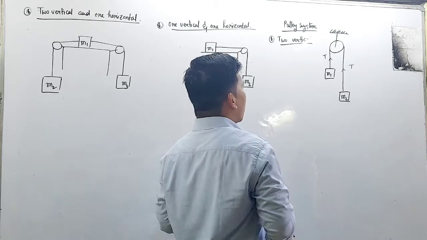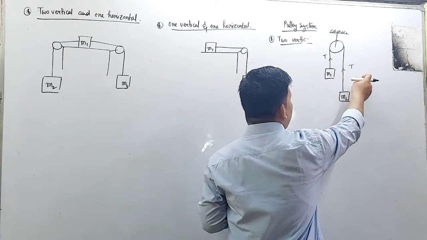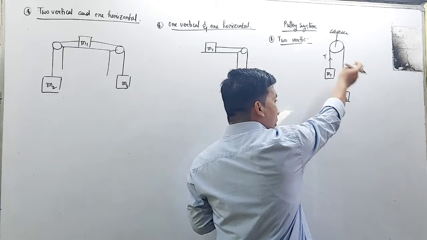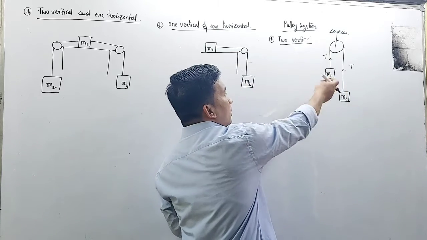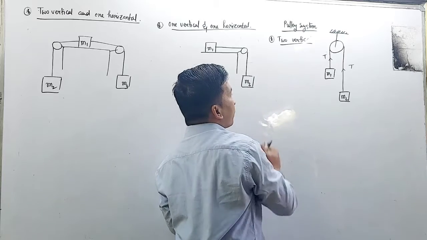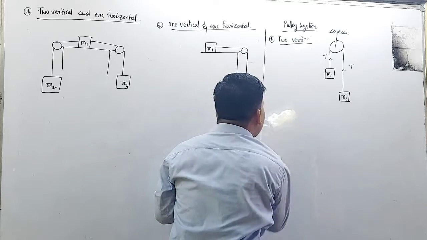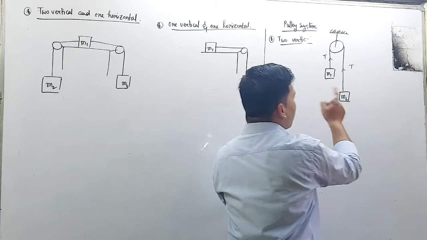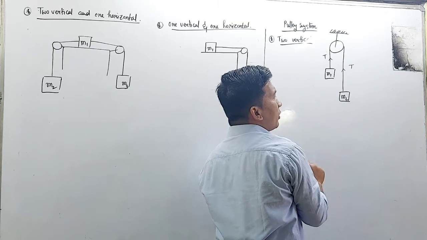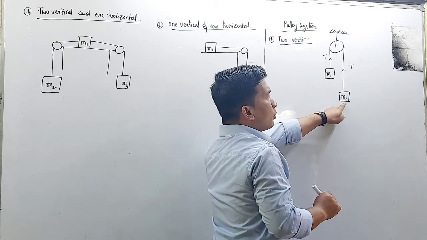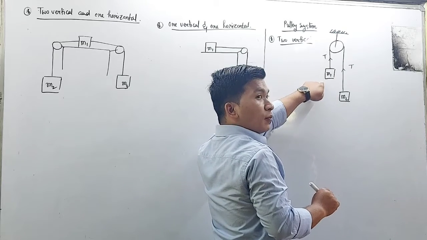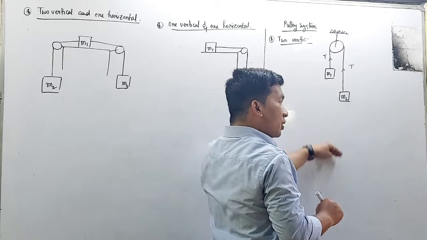We have the tension T on this side, and this same tension will also be developed on the left hand side. Now how to represent the common acceleration according to this diagram? In the given diagram we know that M2 is heavier than M1. That is why M2 is moving downward.